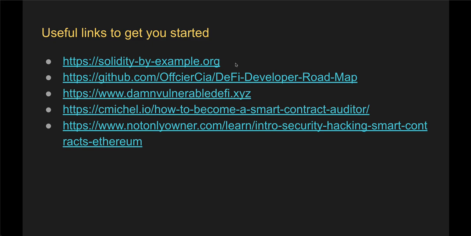Next, we have an awesome DeFi developer roadmap created by Officer CIA. If you are more of a CTF-styled person, there is Damn Vulnerable DeFi. What is awesome about this CTF is that it deals with examples as close to real life as it can get in the form of a CTF. So I highly recommend that one. And there's also an amazing article written by C. Michael on how to become a smart contract auditor. I highly recommend that one.